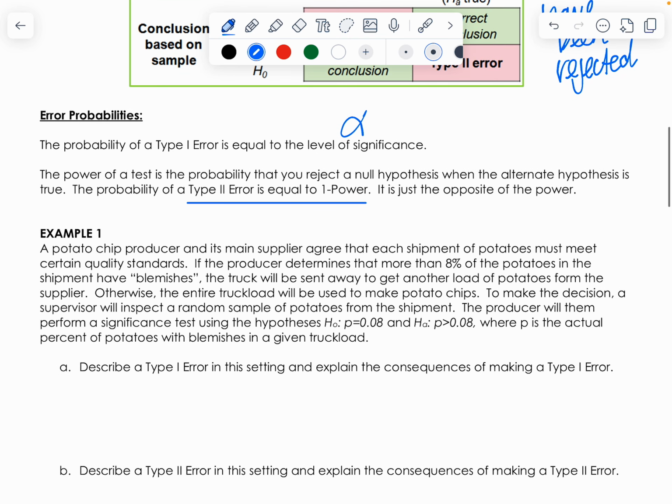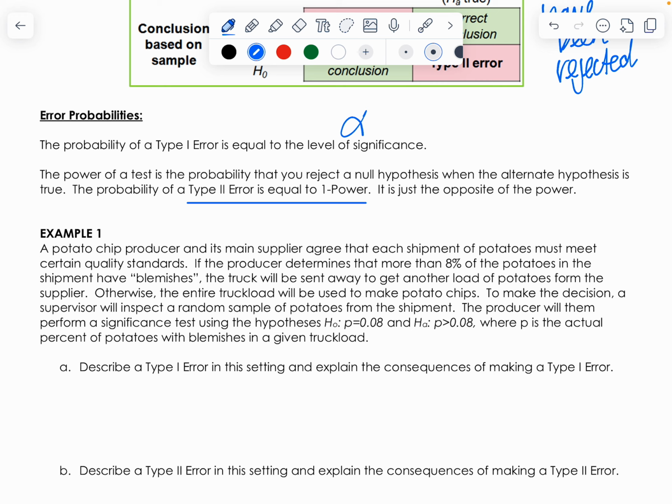All right, so I think all of the problems we're looking at today are familiar to us. We've done tests of significance, and so now we're just analyzing what these errors would look like. So here we're looking at the potato chip producer. They agree with their main supplier that each shipment of potatoes must meet certain quality standards. If the producer determines that more than 8% of the potatoes in the shipment have blemishes, the truck will be sent away to get another load of potatoes from the supplier. Otherwise, the entire truckload will be used to make potato chips.